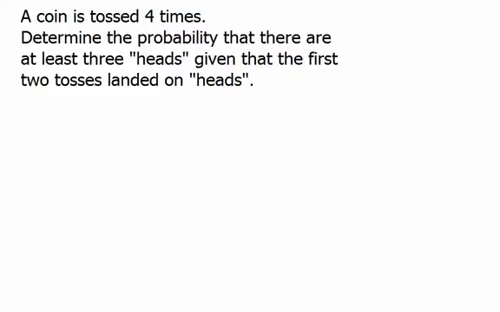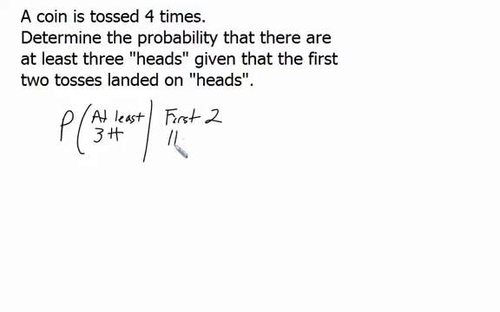We want to know the probability that there are at least 3 heads, given that the first 2 tosses landed on heads. So if we were writing this out, we would want the probability of at least 3 heads, given that the first 2 tosses were heads. So we have heads, heads to start things off. Now, yes, we have a formula for conditional probability, but what we're looking at in this scenario is a problem that's more suited to writing out the sample space.